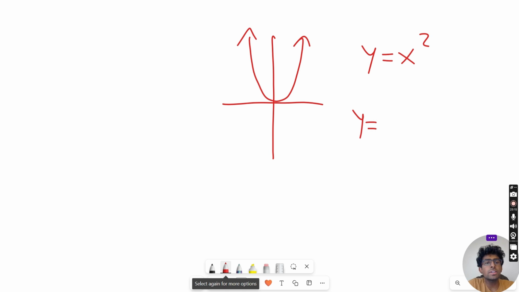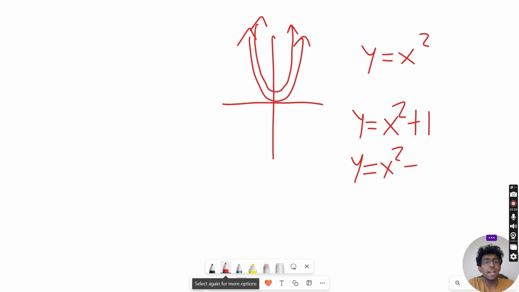For vertical transformations, it's like you're adding a number on the outside. So if we do x squared plus 1, it's the same function, except now we're shifted up 1, right? Plus 1, we're shifted up 1. If we have y is x squared minus 1, same function, but now we are shifted down 1. So that's vertical transformations: plus 1 going up, minus 1 going down.